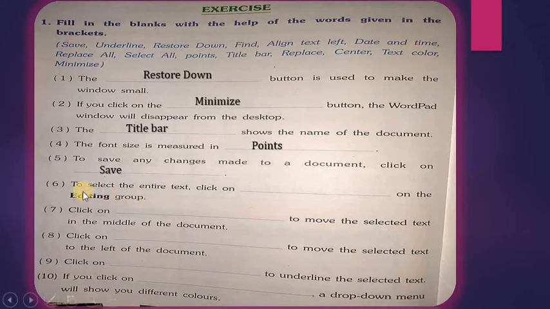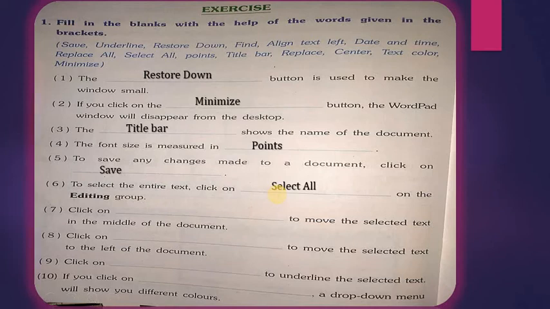Now see the sixth, filling the blanks. To select the entire text, meaning all the text, click on the dash in the editing group. It is a different group in WordPad. You can remember it if you make a practice. So the answer is select all.